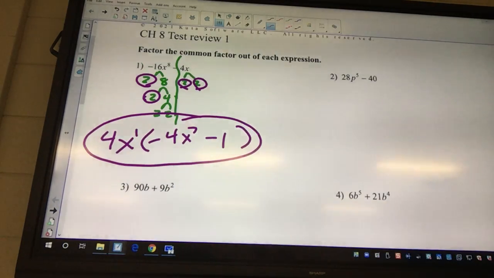Okay, this is the GCF factor method, and tomorrow I will get into how you can tell when to use GCF and when not to.